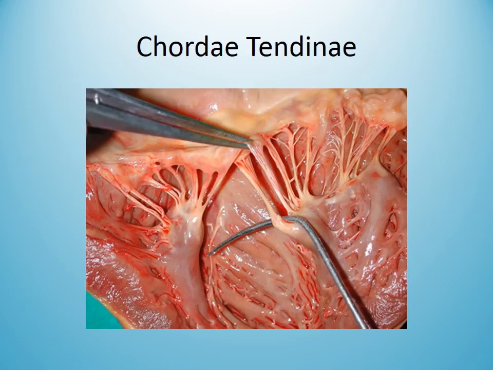This picture here is showing you the chordae tendineae. I told you it was like that spider web looking stuff, and this prevents the AV valves from going backwards.